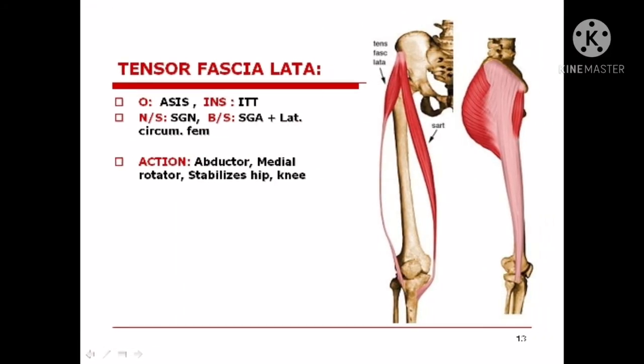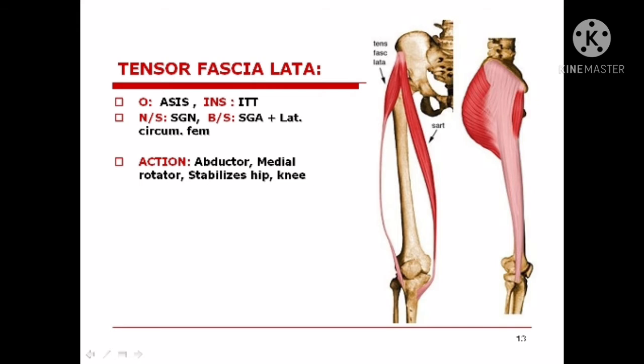The tensor fasciae latae is a small muscle. It arises from the anterior superior iliac spine, present at the anterior aspect of the iliac crest. From this particular point, another long muscle of the anterior compartment of the thigh arises, that is called the sartorius muscle. It inserts in the iliotibial tract, and through the iliotibial tract it goes downward and inserts on the lateral aspect of the tibia and stabilizes the knee joint.